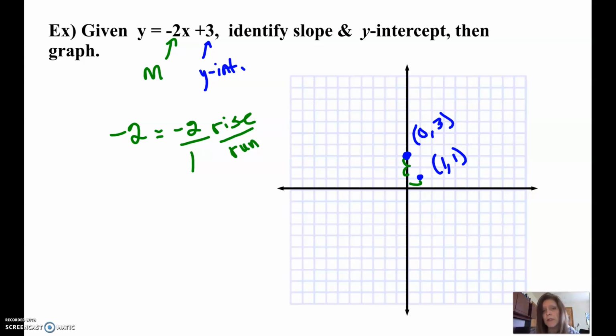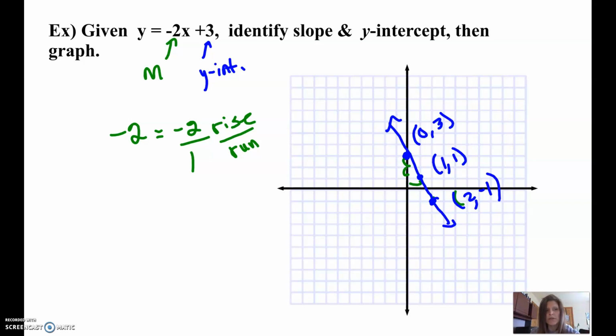Now I could repeat the slope if I wanted another point. I could go down 2 more and run 1 more and land here at, what would this be? That would be (2, -1). And then I connect my dots, and I've got my line. That's maybe a little bit easier than making a table. So you start with your y-intercept, plot where that is on the y-axis, and from that point, you do what the slope tells you to.